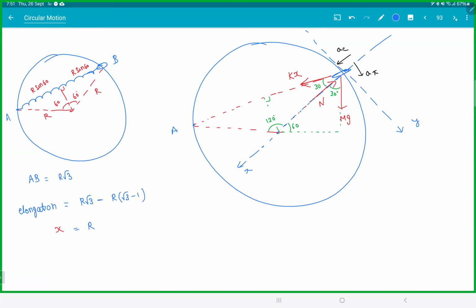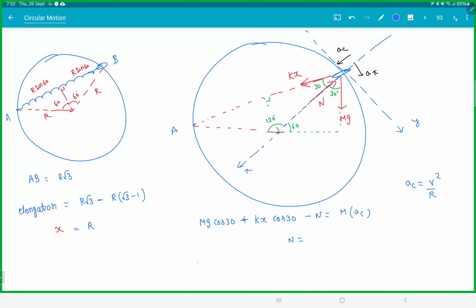So what are the forces in this direction? mg का component mg cos 30. Spring का force kx cos 30 minus normal reaction is mass into centripetal acceleration. How much is centripetal acceleration? V square by r. V is given in the question. Substitute, you'll get m from here. I will leave the solving to you.